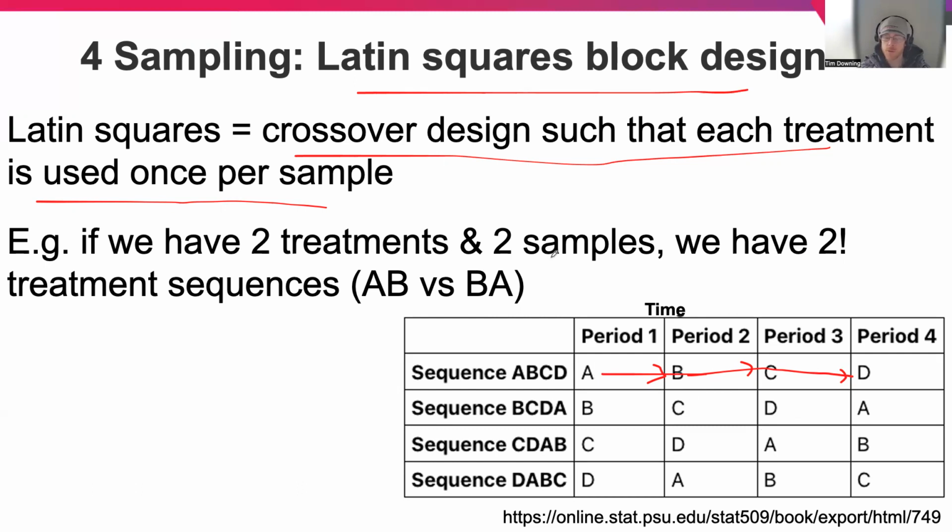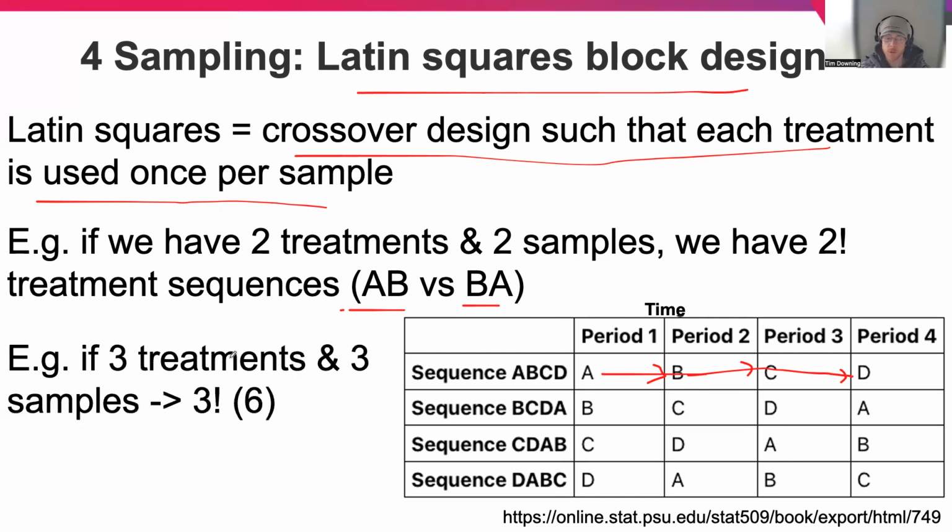If we have 2 treatments and 2 samples, this is pretty easy to do. We just have 2 factorial treatment sequences, A, B, and B, A. So that's easy to do. And if we have 3 treatments, we have 3 factorial possible sequences here. Here we have four factorial treatments, but this is just one of 24 options.